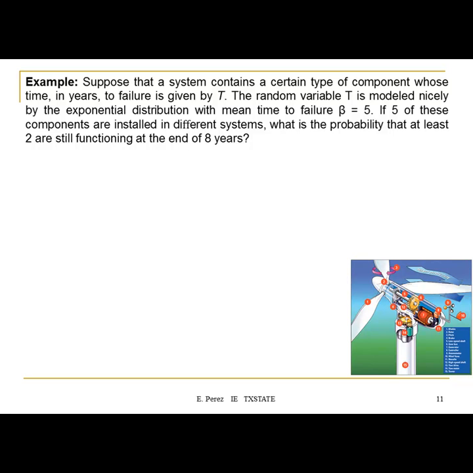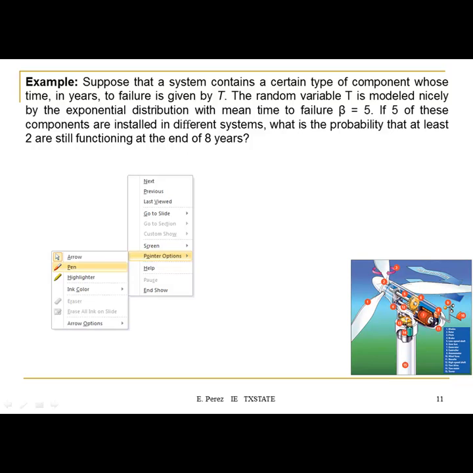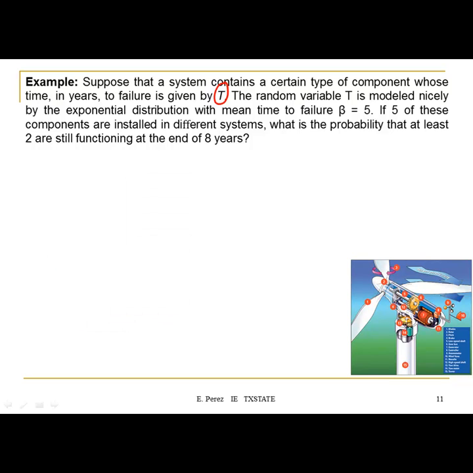Suppose that the system contains a certain type of component whose time in years to failure is given by this random variable t. So this is our random variable, and it is the time in years to failure. And t is modeled nicely with the exponential distribution with mean time to failure beta equals 5. If 5 of these components are installed in different systems, what is the probability that at least 2 are still functioning at the end of 8 years?